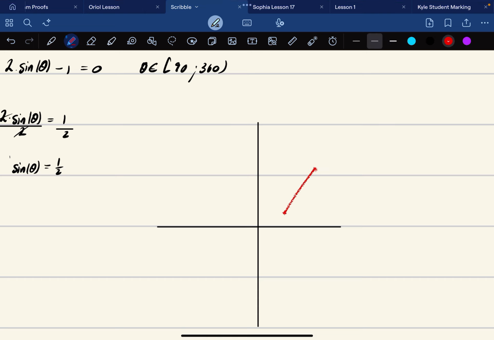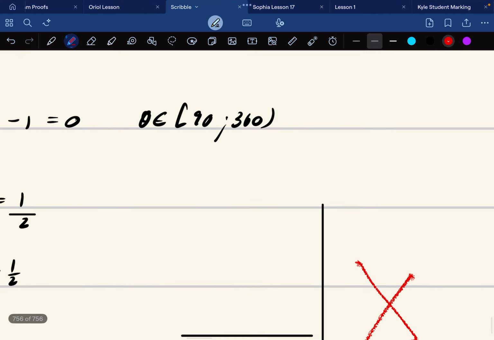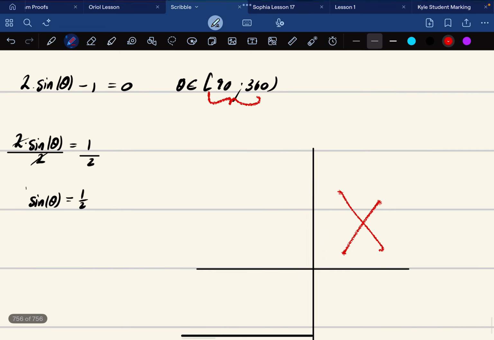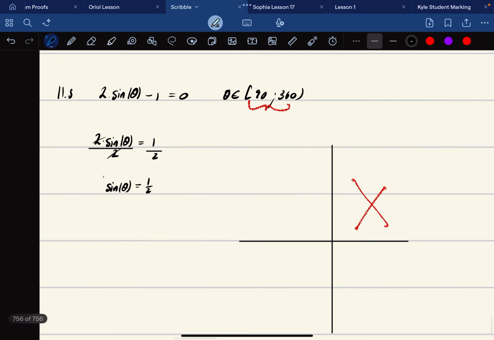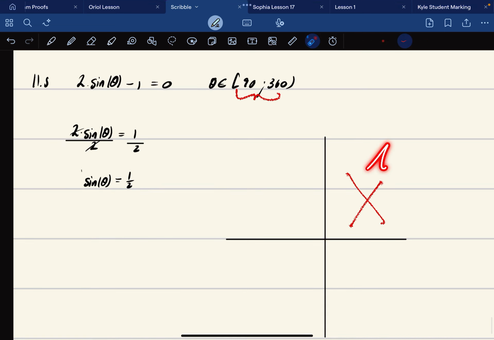So now we need to figure out which quadrant we're working with. We already know it's not quadrant 1 because theta is between 90 and 360. So let's see. Where is sine positive? We know everything's positive here. We know sine's positive here. We know tan is positive here, and we know cos is positive here. So we are working in quadrant 2 again.